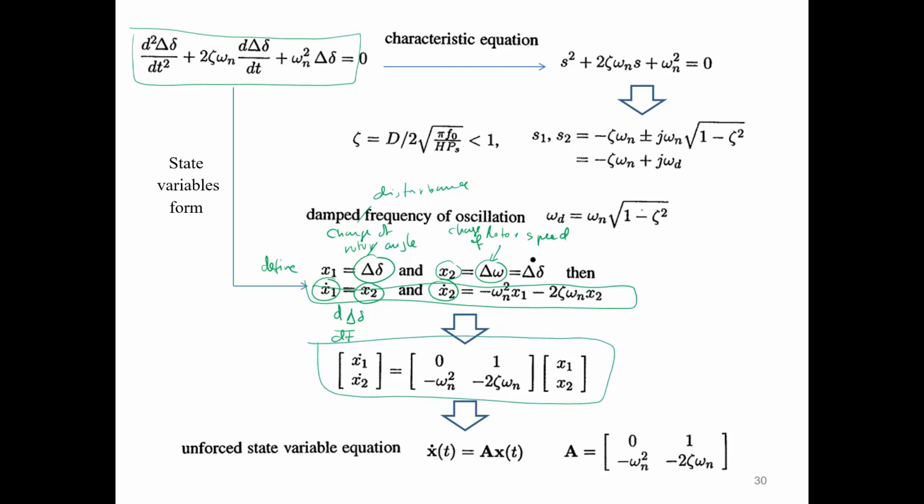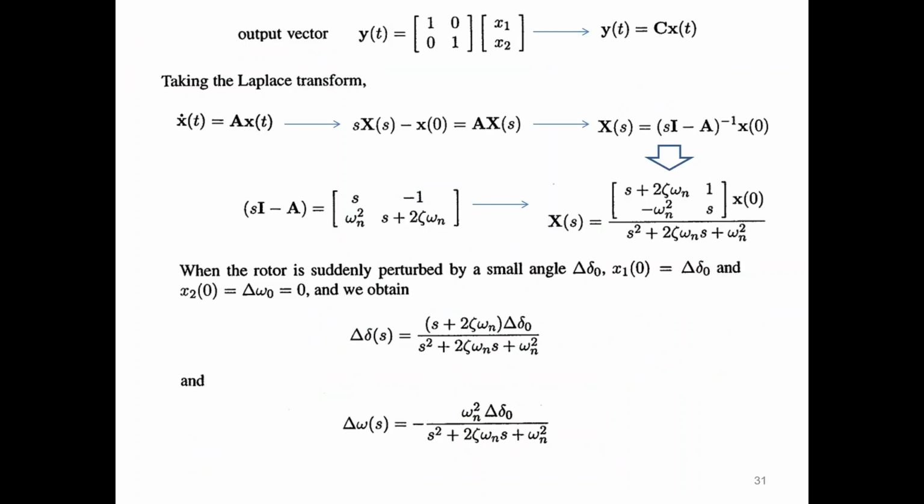This matrix is the unforced state variable form. Unforced means that there is no input term. Typically we have x dot equals Ax plus Bu. For the unforced state variable form, there is no input here, so B is 0. We have the coefficient matrix A, and the output vector.